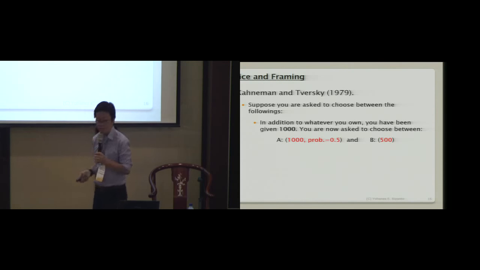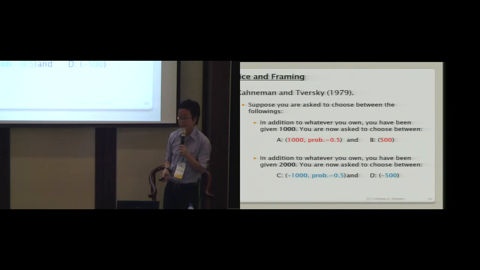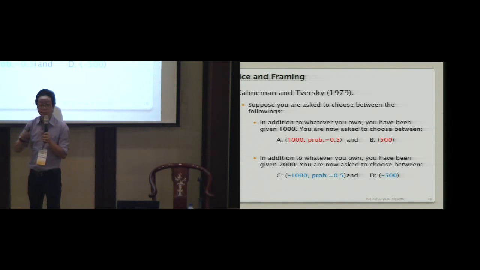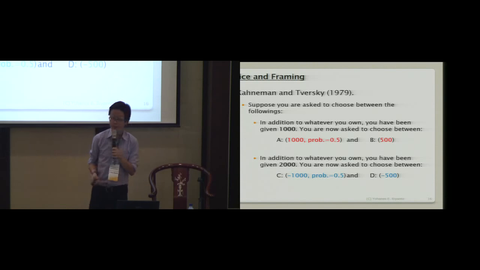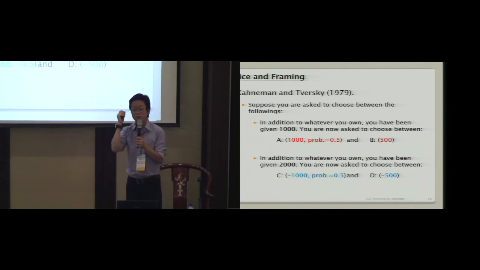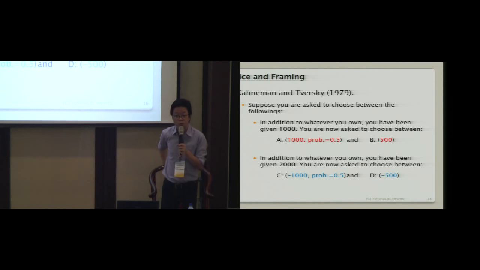Now, if I change the problem, suppose that I give you $2,000. Why do I give you $2,000? Because I want to make these two problems exactly equivalent. I ask you to choose between C and D. If you take C, there's a 50% chance that you lose $1,000. So from 2,000, you lose 1,000 and get only 1,000, or you might not lose anything. Or with option D, you lose $500 for sure. In terms of expected value, it's the same: 1,500, 1,500. If I give you these two options, what would you choose?